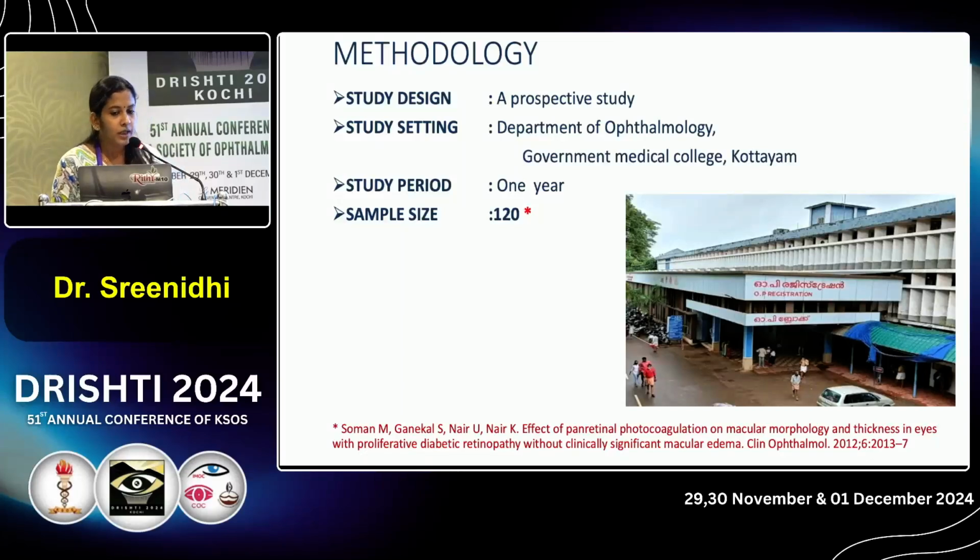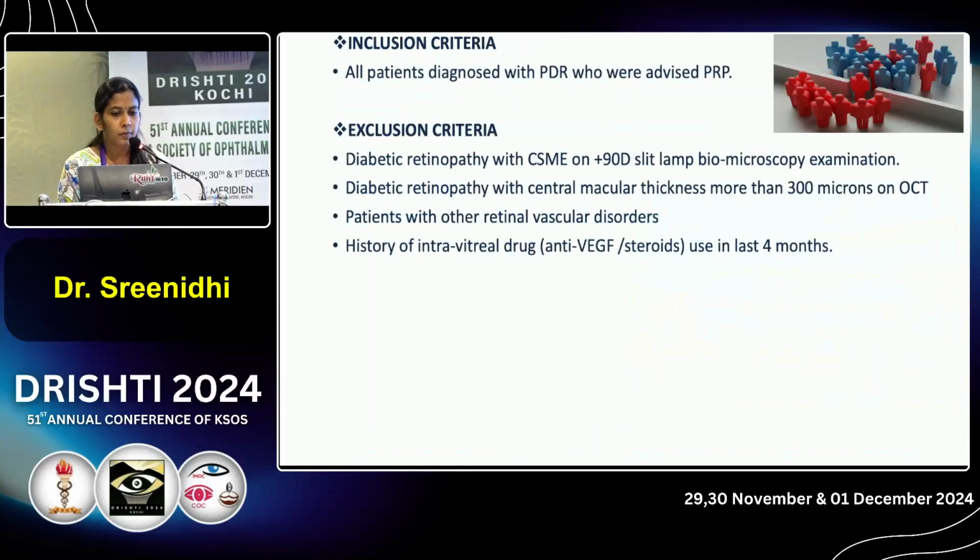Coming to methodology, it is a prospective study conducted in the Department of Ophthalmology, Government Medical College, Kottayam, for a period of 1 year and included a total of 120 eyes. Coming to inclusion criteria, all patients diagnosed with PDR who were advised PRP. Then coming to exclusion: diabetic retinopathy with CSME on 90-diopter slit lamp biomicroscopy examination, diabetic retinopathy with central macular thickness more than 300 microns on OCT, patients with other retinal vascular disorders, and history of intravitreal drug use in the last 4 months.